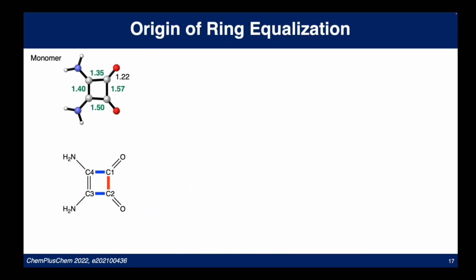So we explained the cooperativity, but we have not explained the ring equalization yet. And this we found very interesting because due to the hydrogen bonding, we saw that the ring becomes more equal. For instance, this distance between these two carbon atoms goes from 1.57 to 1.51. And the other one elongates, 1.40 goes to 1.43. So we wanted to understand why this happens.